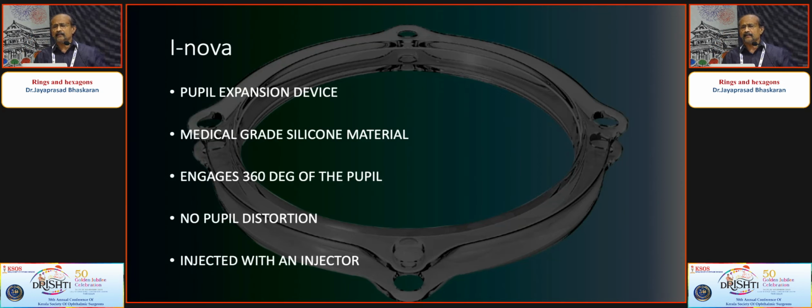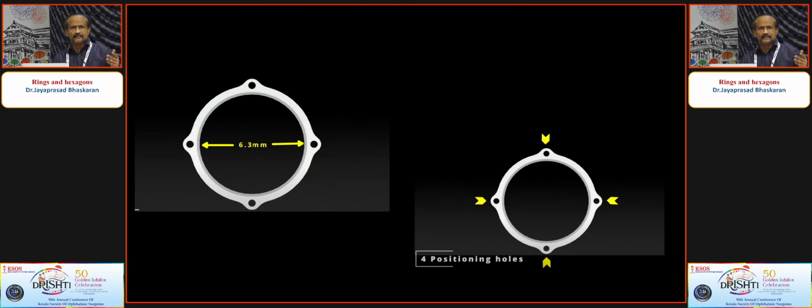Innova is the new kid on the block, from Orolab. It's a pupil expansion device made of medical grade silicone. I used to use a ring to do my rexis called the Verus ring. This is similar to that, except that this ring engages 360 degrees of the pupil with no pupillary distortion, and they give an injector, a simple injector.